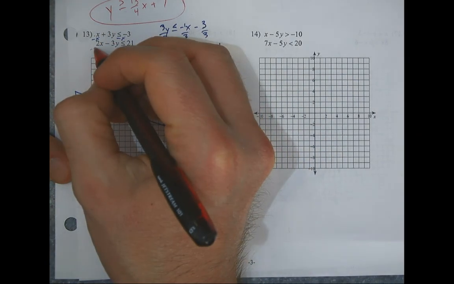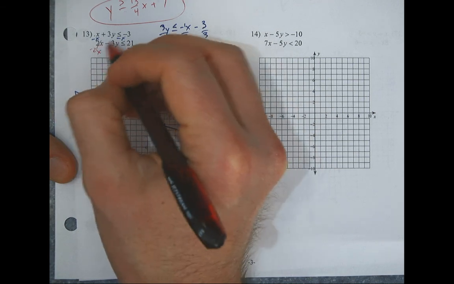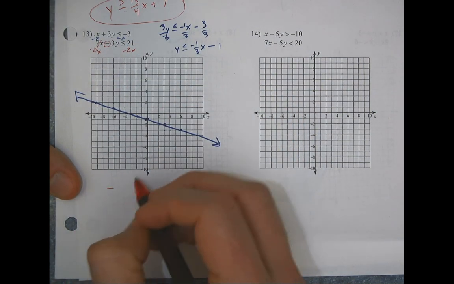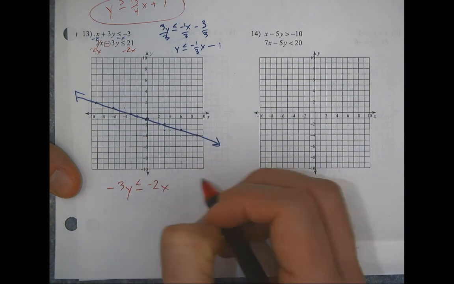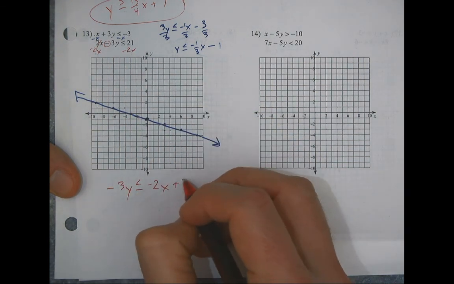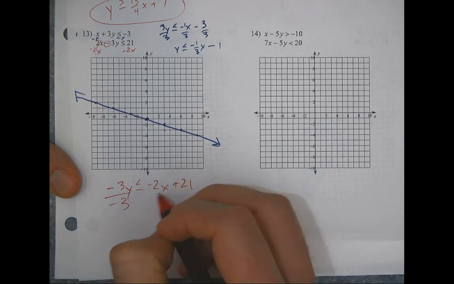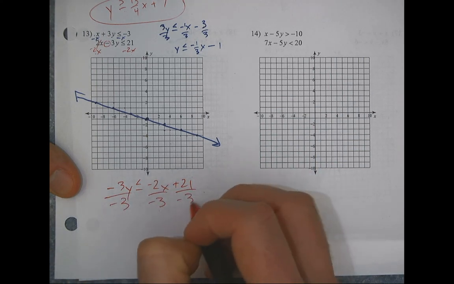This one I'm going to minus the 2x. I got to get that y by itself. That negative has to stay, so that's a negative 3y still there. Have not flipped yet. Minus the 2x, so it's negative 2x on this side. Positive 21, I write plus 21. Now I'm dividing by the negative. This is where I flip now.